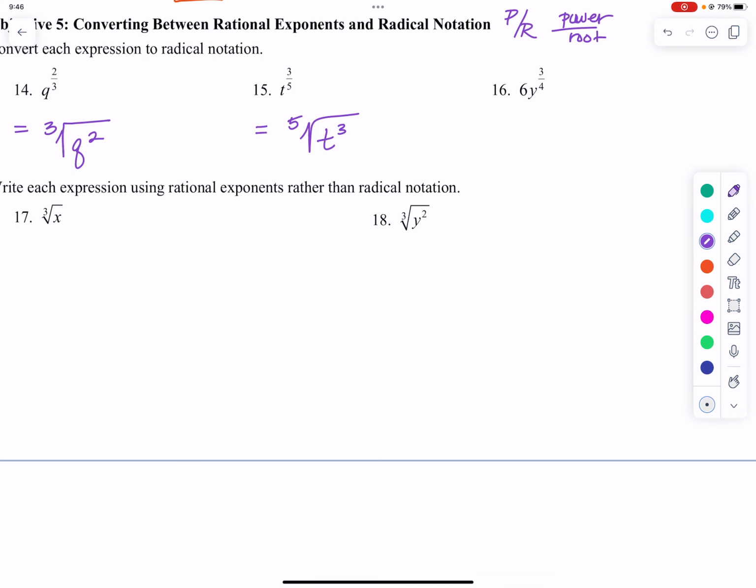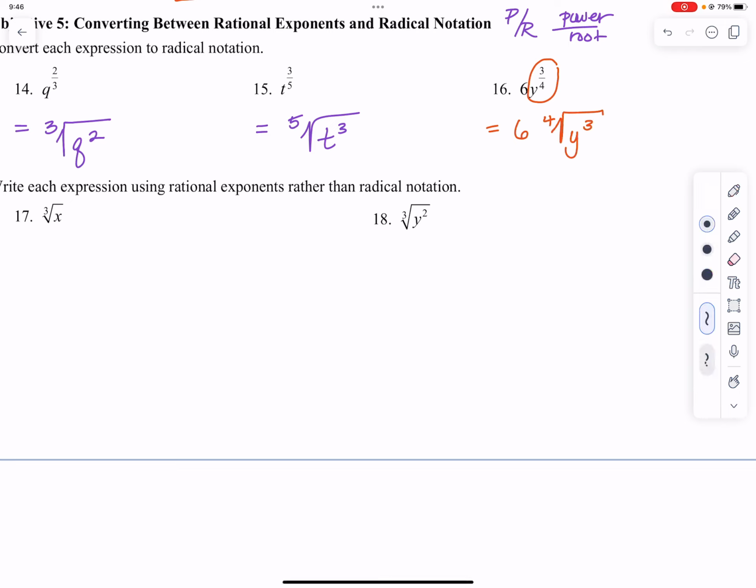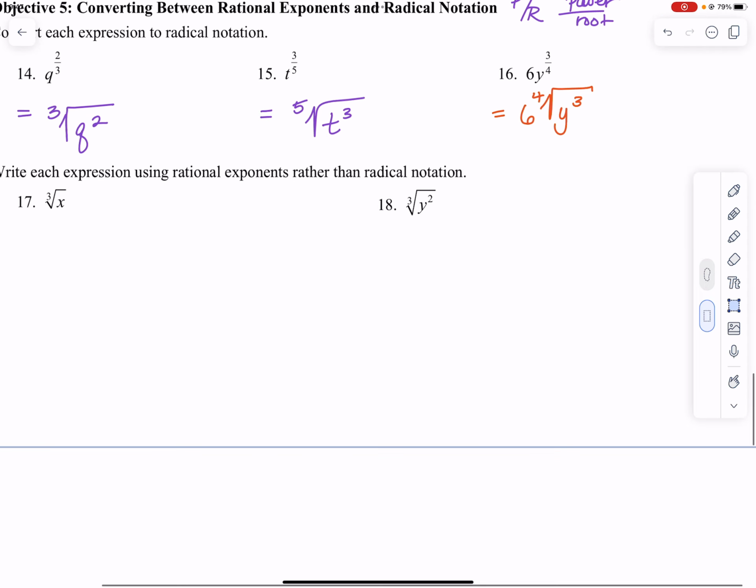Now be careful because only y is raised to this power. So this is equal to 6 times the 4th root of y cubed. Make sure you don't include 6. It does not have a parenthesis around it, okay? So it's really important that you note that that's 6 times the 4th root of y cubed, okay?